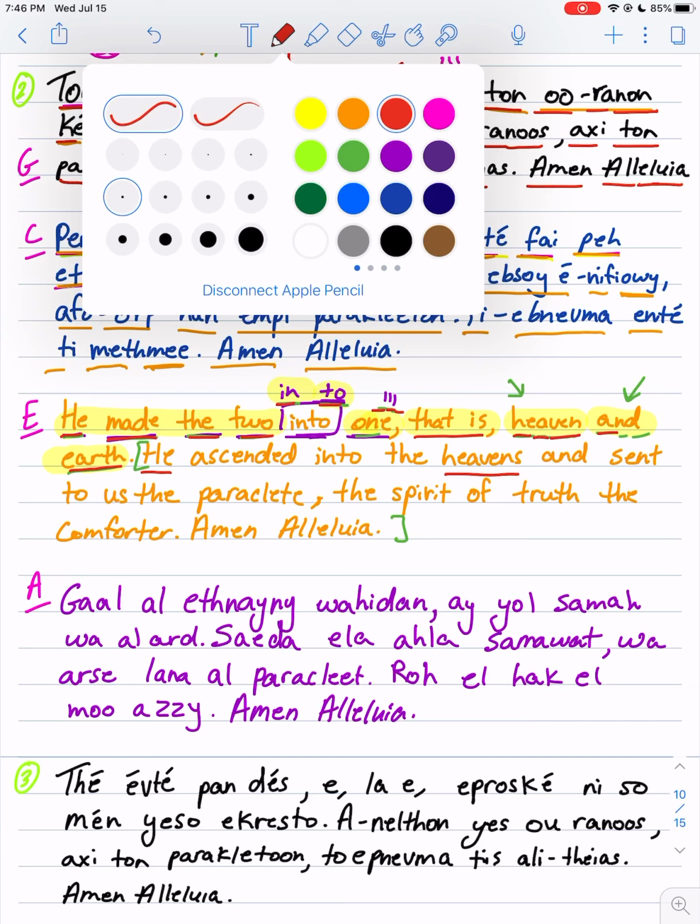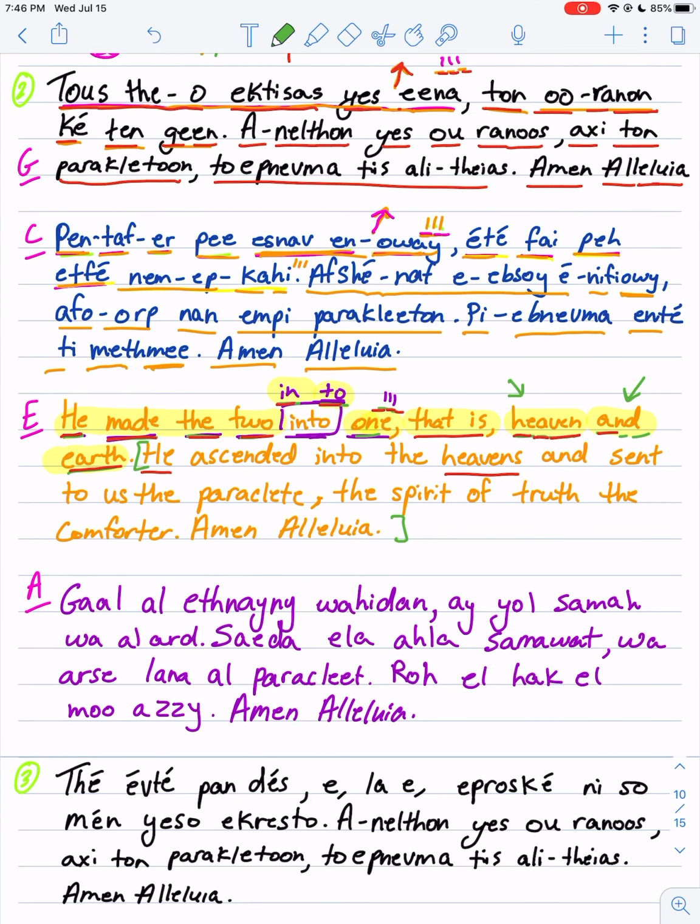Okay, so now let's move on to the Arabic one. جعل الإثنين. So ithnain, which means 2, it's split into 3 parts. Ithnai and then ni. جعل الإثنين واحدا. The 3 pattern here again.